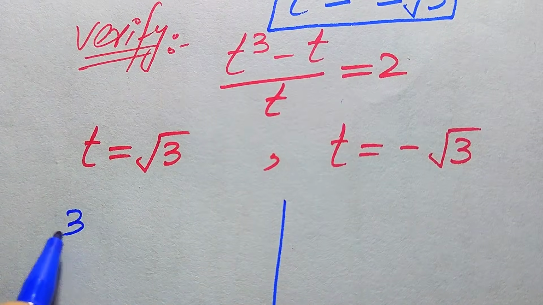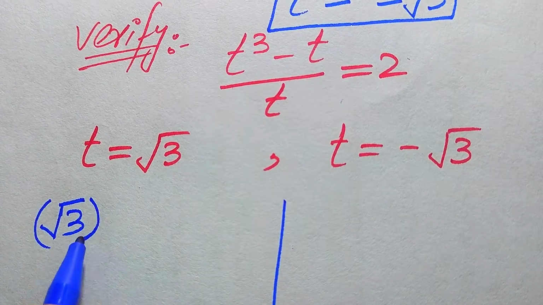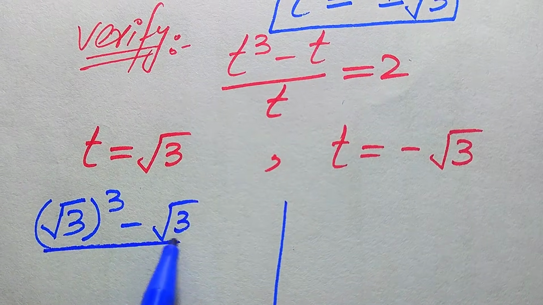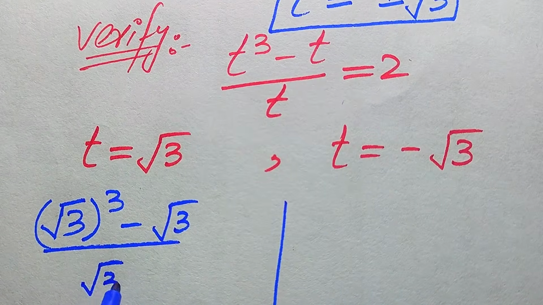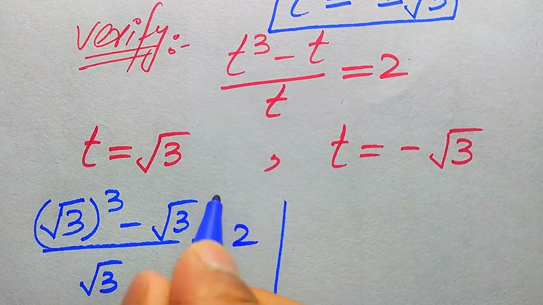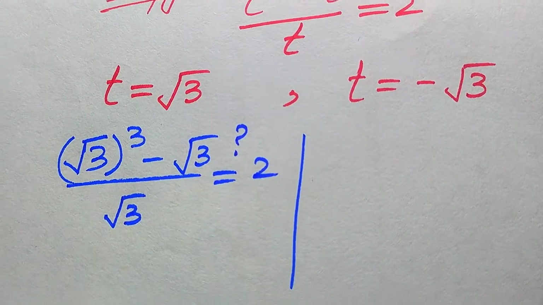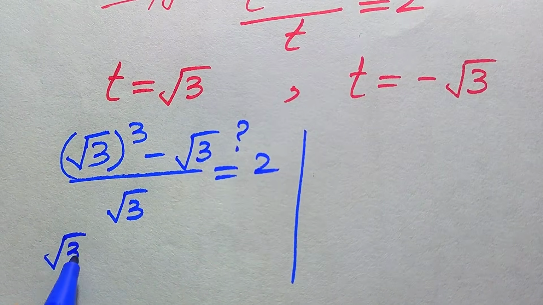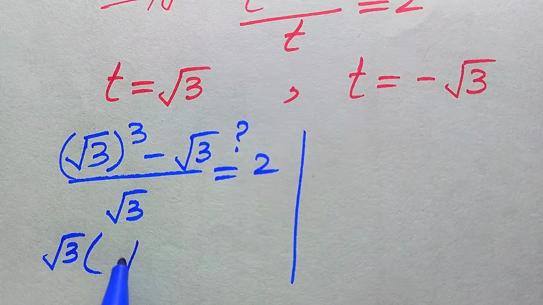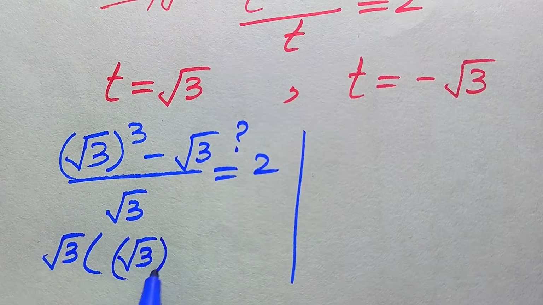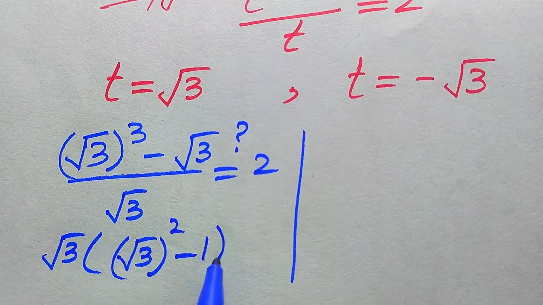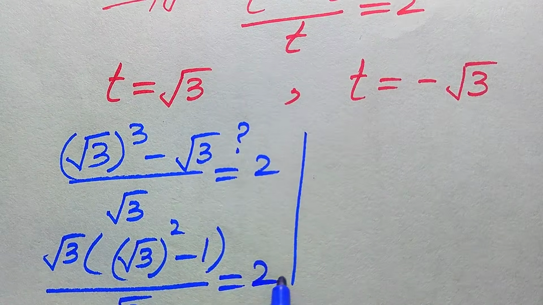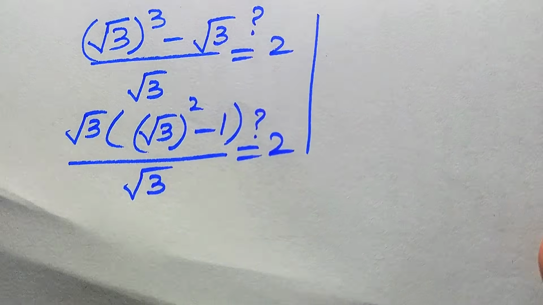So we have square root of 3 and its whole cubed minus square root of 3 divided by square root of 3 is equal to 2 or not. This is our claim. You see that here we need to take common square root of 3 from the numerator side, and when you take it common we get the remaining values square root of 3 and its whole square minus 1 divided by square root of 3, and this is equal to 2 or not.